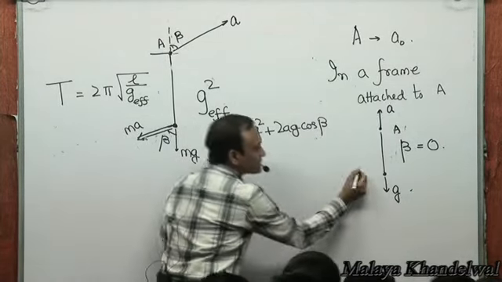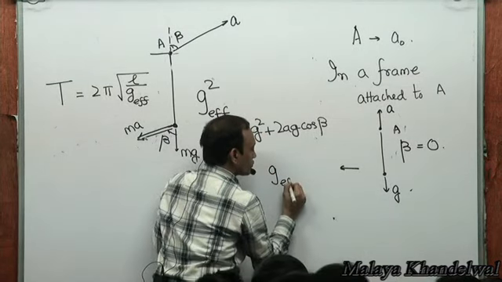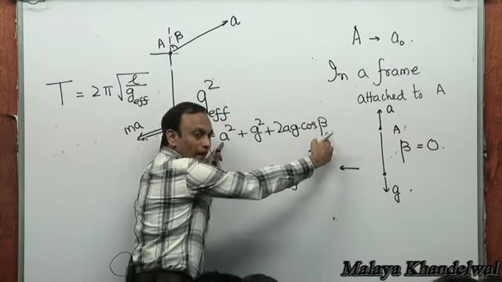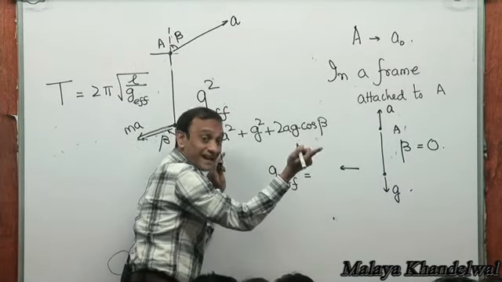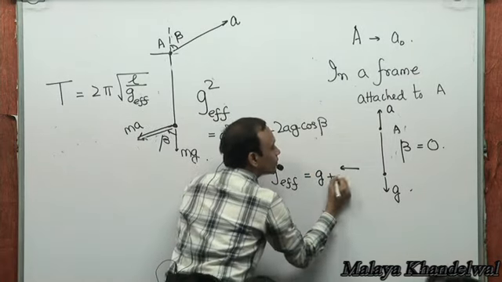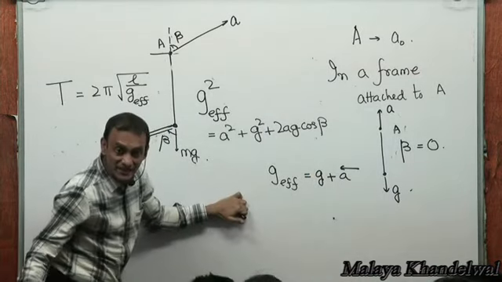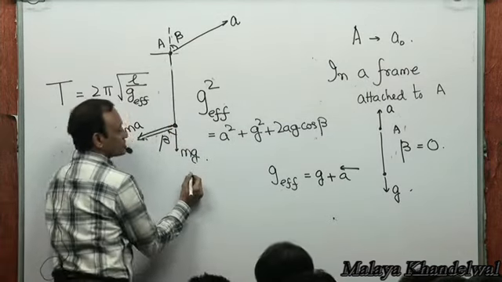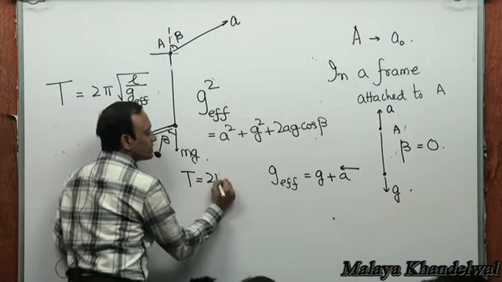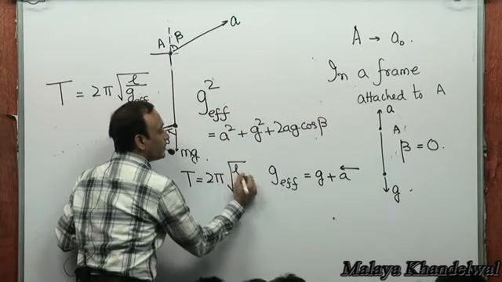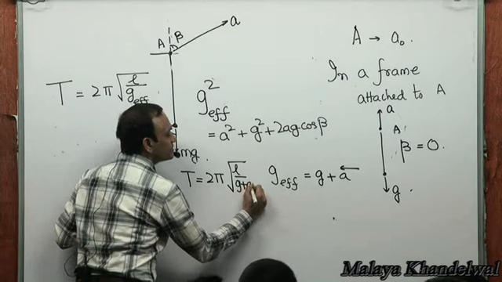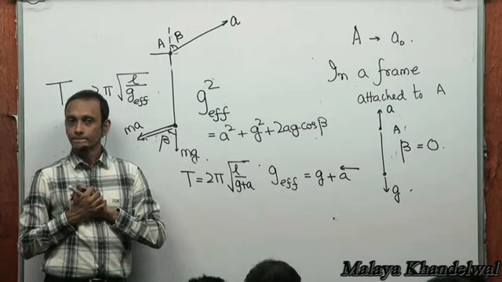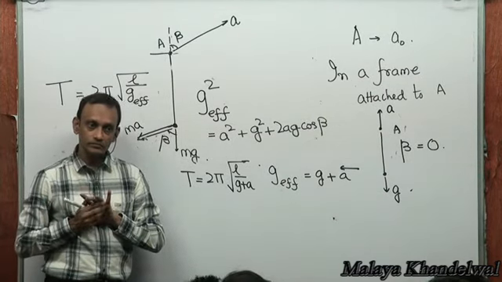Then the G effective in this case, G effective squared is G plus A whole squared. So G effective is going to be G plus A, as you expected. The time period then for such a situation is going to be 2 pi root L by G effective, which is G plus A. Clear?